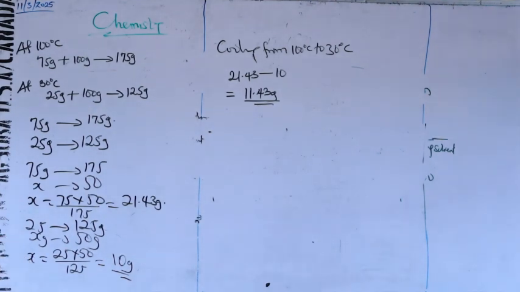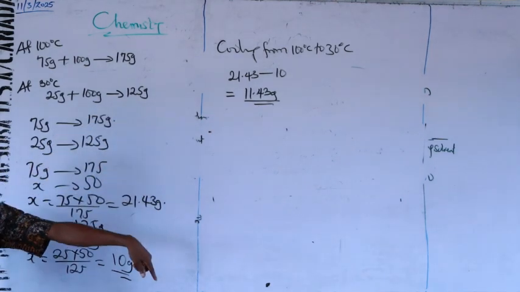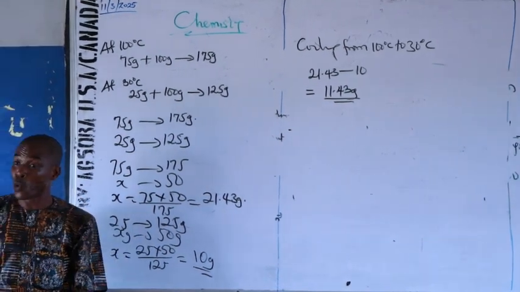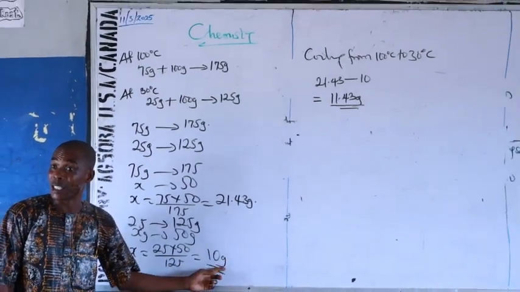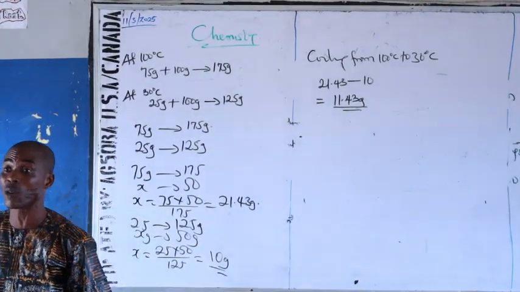I told you the solubility of a salt increases with increase in temperature. Automatically, the solubility of the salt will decrease by decreasing the temperature. So if 21.43 were dissolved in 50 grams at 100 degrees centigrade, by the time you cool it to 30, which can only accommodate 10, it means 11.43 will remain insoluble, and that is what will crystallize out of the solution.